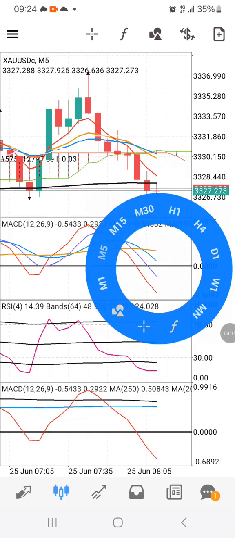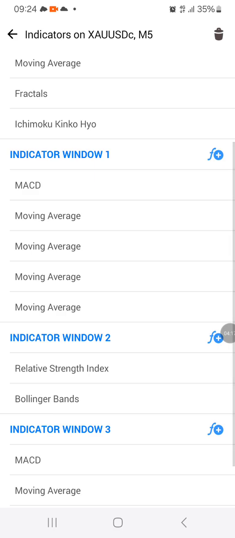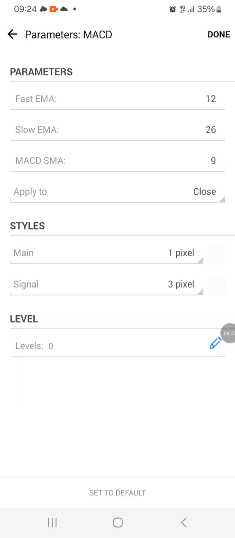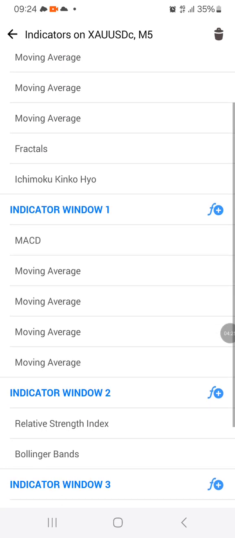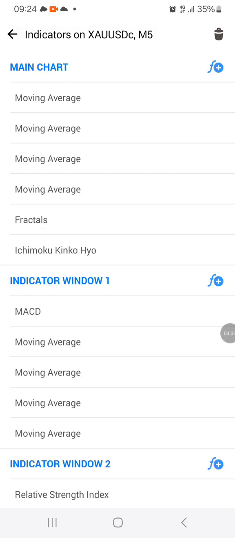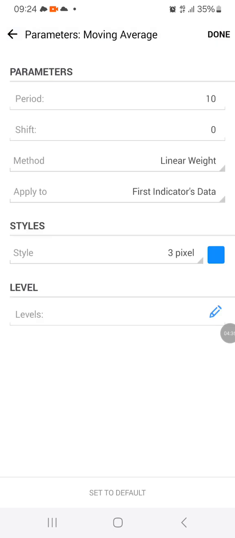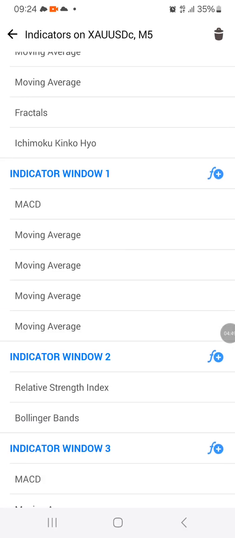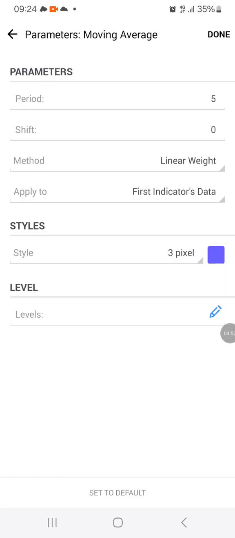For indicator window 1, let's quickly look at the indicator settings. We have MACD 12, 26, 9, apply to close. And then we have moving average, 1 period linear weight, first indicator's data. Color is red. We also have another moving average, 10 period linear weight, first indicator's data. Color is blue. And the third moving average, 50 period linear weight, first indicator's data. Color is orange. And the fourth one is 5 period linear weight, first indicator's data.